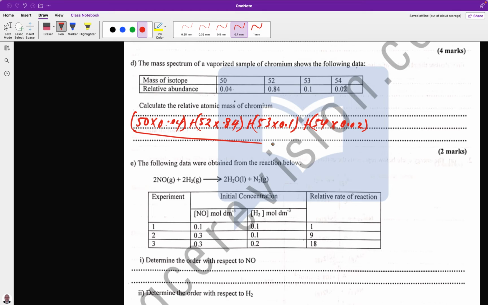All of this divided by 0.04 plus 0.84 plus 0.1 plus 0.02, and the final answer will be 52.06.